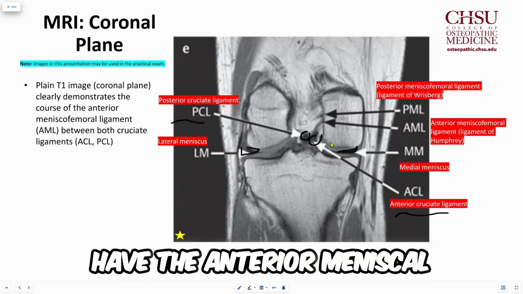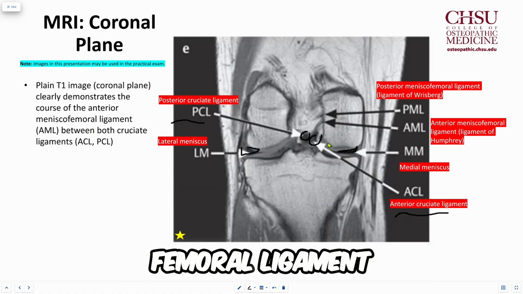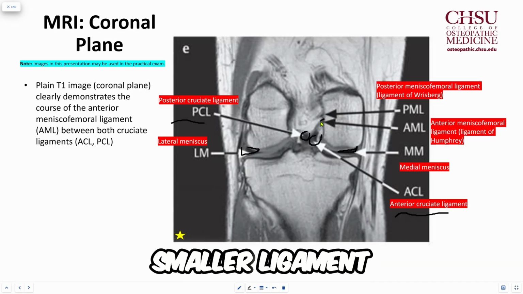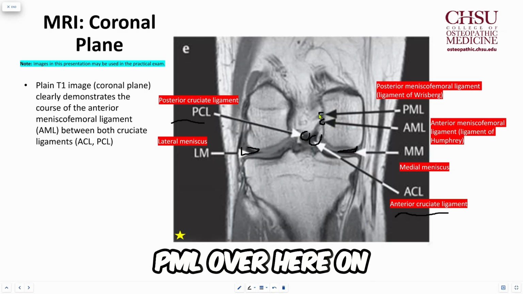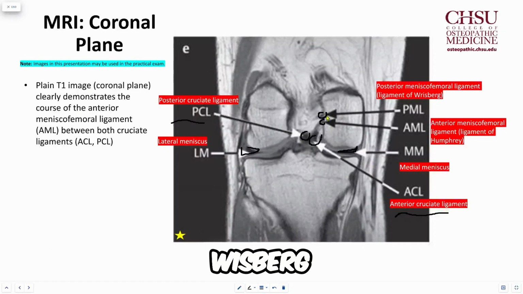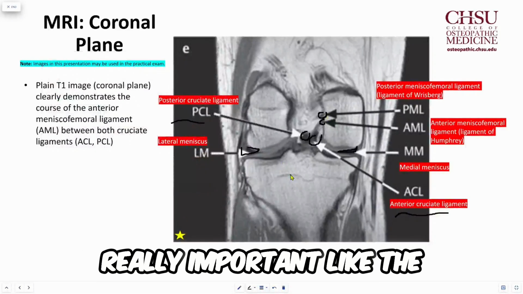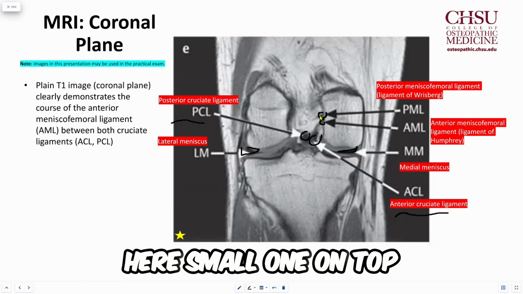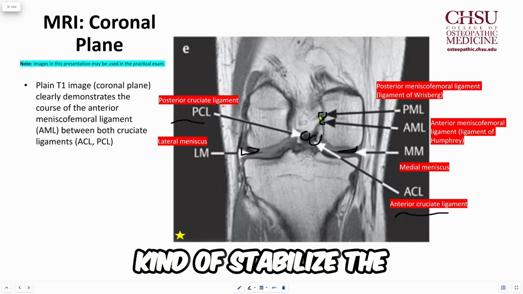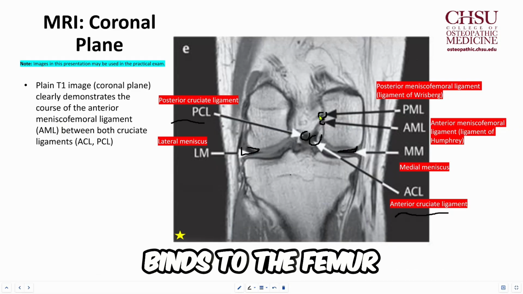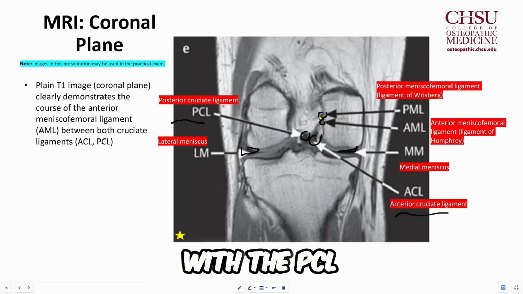And then we also have the anterior meniscofemoral ligament, also known as the ligament of Humphrey, AML over here, a small little ligament, as well as a PML over here on top of it, called the posterior meniscofemoral ligament, called ligament of Wrisberg. And these structures are important. These small ligaments, like the ligament of Wrisberg over here, a small one on top, play a role to stabilize that posterior horn of that lateral meniscus, and actually bind to the femur and also work along with the PCL.